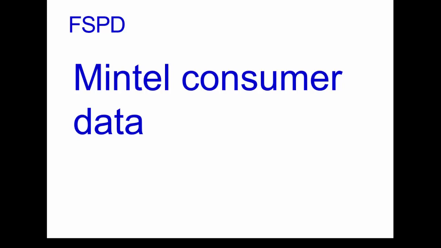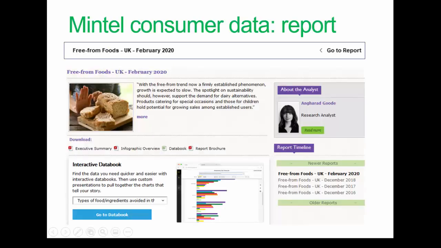Okay, we're back with part 2 of FSPDE Lecture 1, looking at Mintel consumer data. Mintel's consumer data is a really good source of information about product categories. When you search for a product or a category, you'll find up at the top of the page there is go to report, and you should probably read the report first before drilling down into the data.